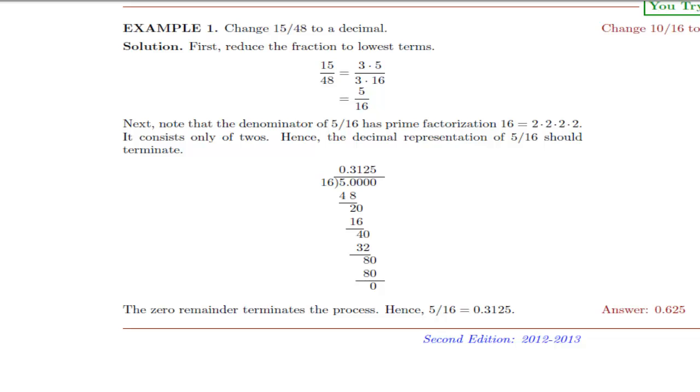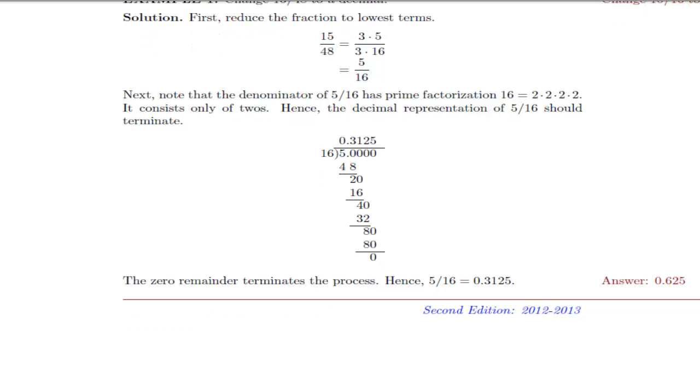5 divided by 16. 16 doesn't go into 5, so we'll add a 0. 16 goes into 50 3 times. 3 times 16 is 48. 50 minus 48 is 2. Add another 0. Bring down the 0. 16 goes into 20 one time. 1 times 16 is 16. 20 minus 16 is 4.